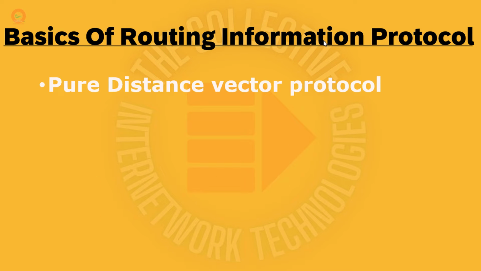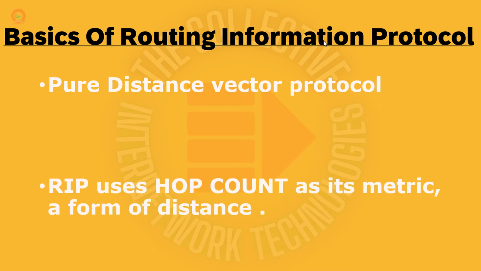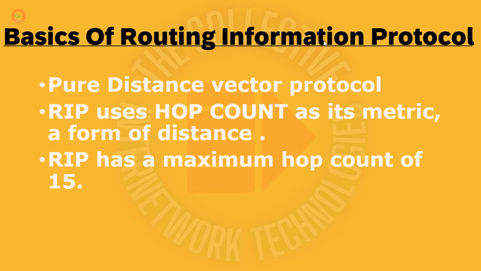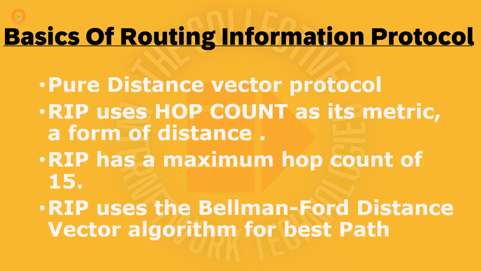RIP is a pure distance vector protocol, so to measure the distance it uses hop count as its metric. RIP calculates its metric up to 15 hops. Anything beyond 15 hops, RIP considers an infinite route or poison route. After counting the hops, it uses the Bellman-Ford distance vector algorithm for best path selection.